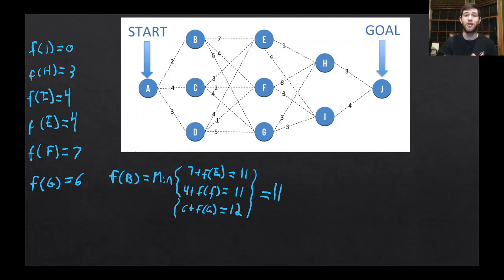We can spend 7 and go to E. 7 plus F of E will be 11. We can spend 4 to go to F. 4 plus F of F is 11. Or we can go to G. B to go to G is 6. 6 plus F of G is 12. So the minimum cost here is 11.